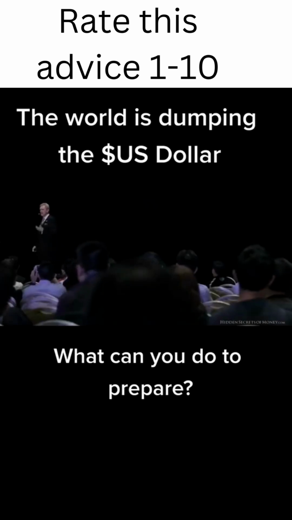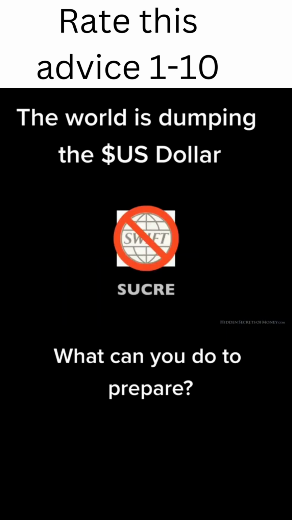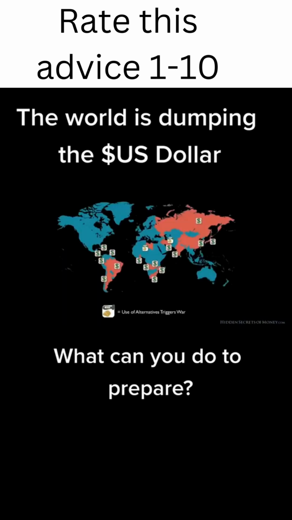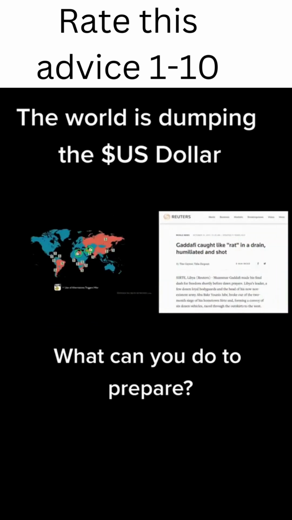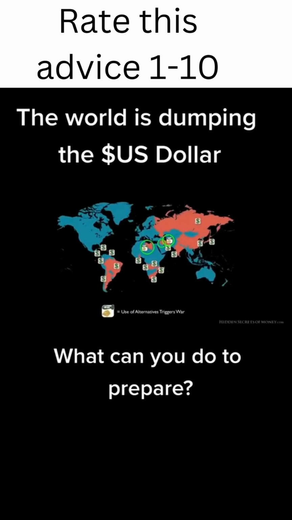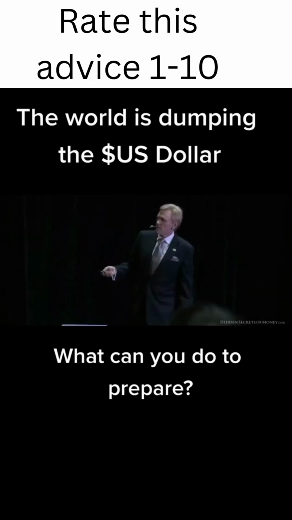But there's countries right now coming up with a replacement for SWIFT. And it doesn't use the dollar, it's the Sukra system. And Iraq started selling oil for euros. In Libya, they were talking about creating the gold dinar and selling oil for gold. So those are the countries that are trying to use something other than the dollar.